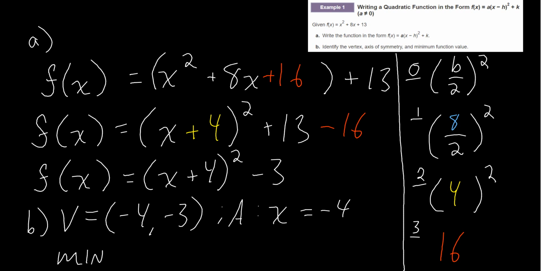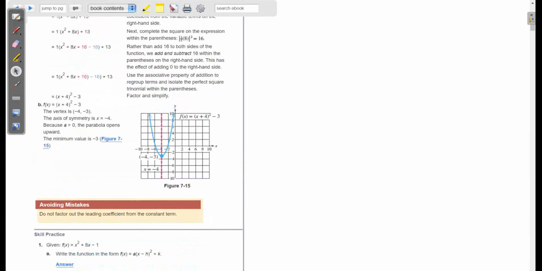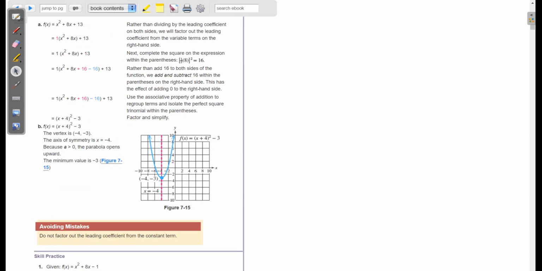So the minimum value, and we'll put minimum here, is going to be, how should we write that? I think we just put negative 3, honestly. So we'll just put minimum negative 3. Okay, because that is the minimum value of the function. Right? So that's how we do that. Now we're going to do another example. How did they do that? The minimum value. Okay, yeah, they just wrote the minimum value is negative 3.